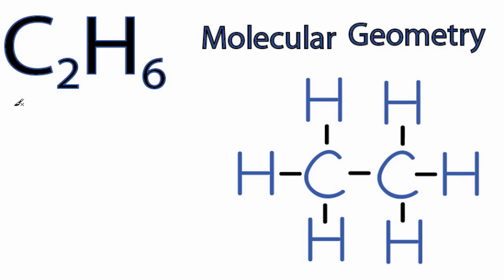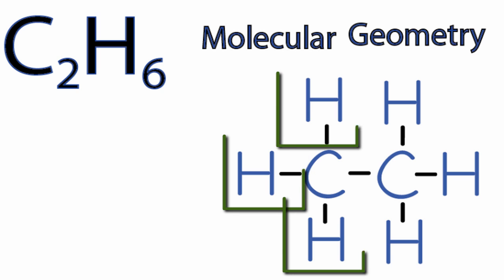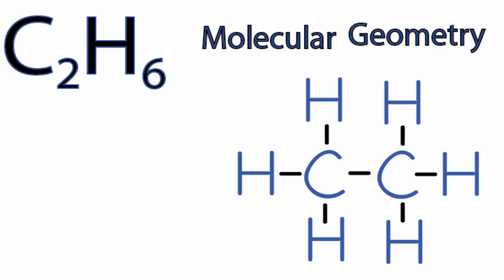So to find the molecular geometry for C2H6, we'll start with the Lewis structure. We'll focus on the carbon on the left since it's symmetrical with the carbon on the right. So once we find the one on the left, it'll be the same molecular geometry for the carbon on the right. We can see there are four things attached to the carbon.